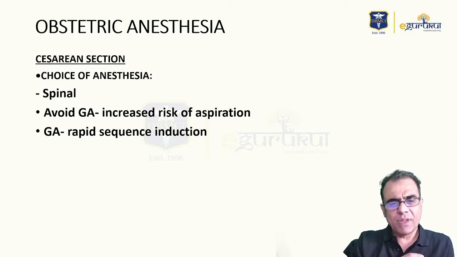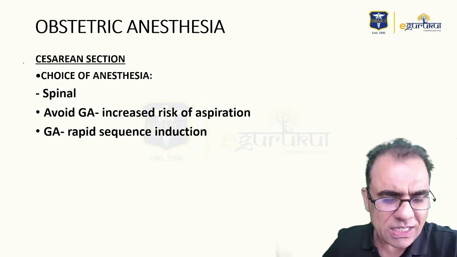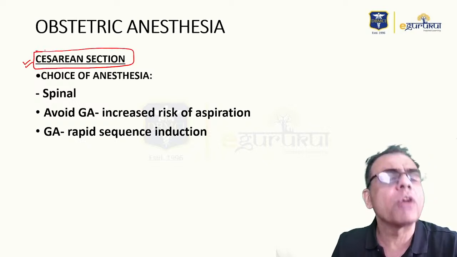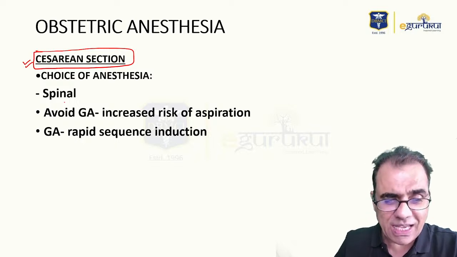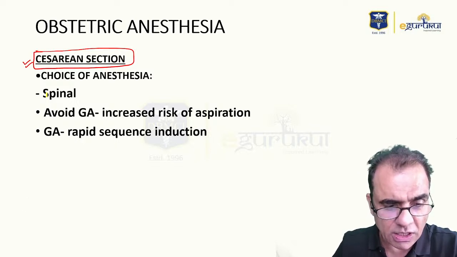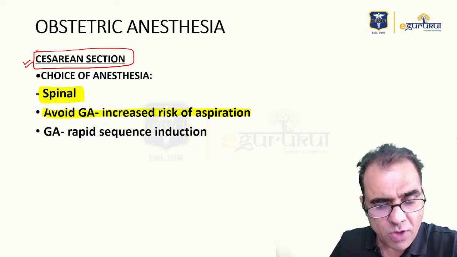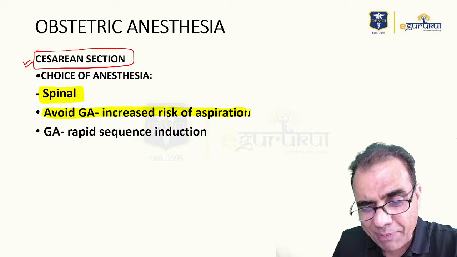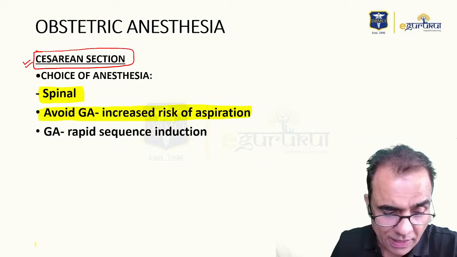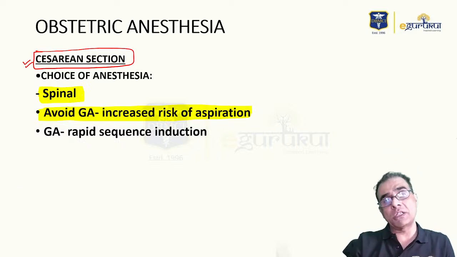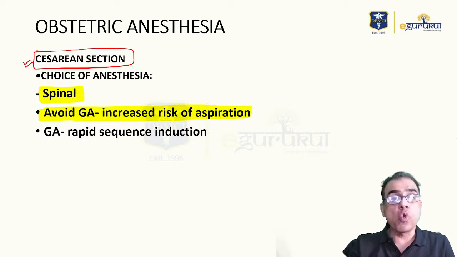Obstetric anesthesia. Mostly the patients who come to us, come for cesarean. Every day we get a number of cesareans, and for the cesarean, anesthesia of choice is spinal. Avoid GA as much as possible because of aspiration. You know that pregnant patients are at such high risk of aspiration that sometimes they can aspirate spontaneously. So imagine the risk of aspiration during general anesthesia. The risk of aspiration can be as high as 4 to 8 times.